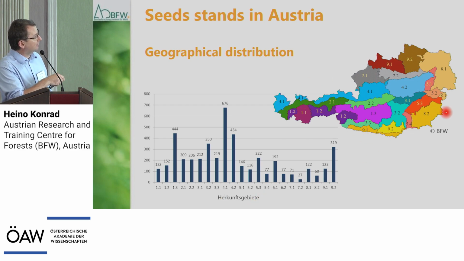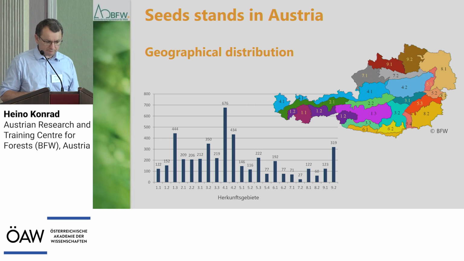So this is the map of the provenance regions of Austria. As you can see, the distribution is not even, but it's in a way logical. The regions 4.1 and 4.2 have the most stands because they are also the largest and have a large forest cover. For example, 7.2 is an agricultural area, with less forest.